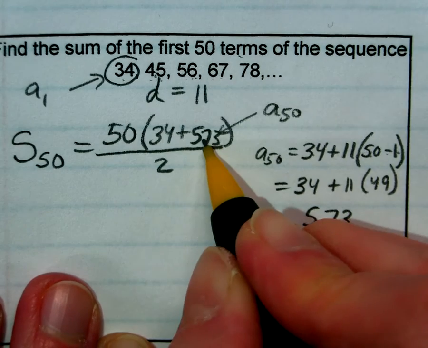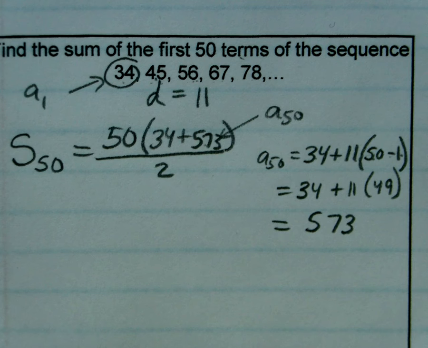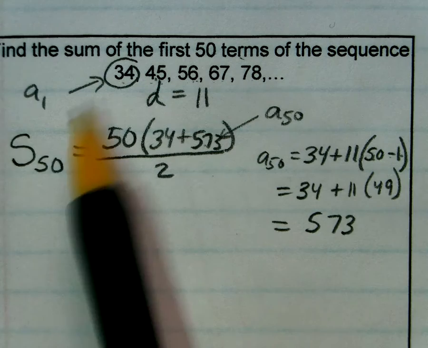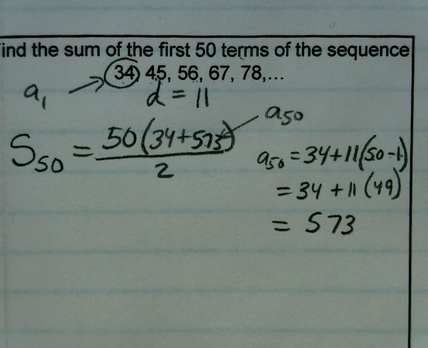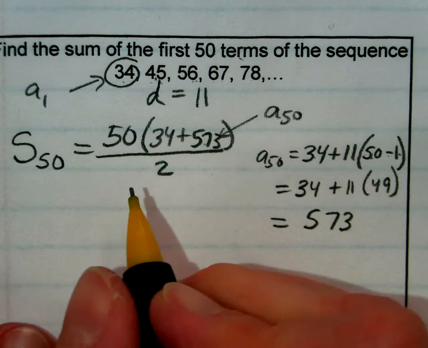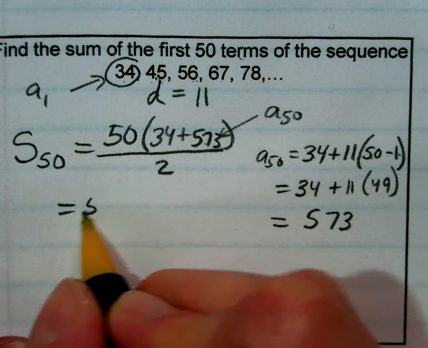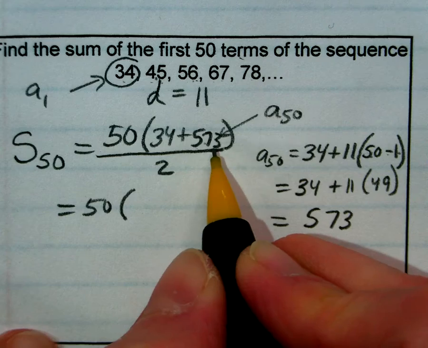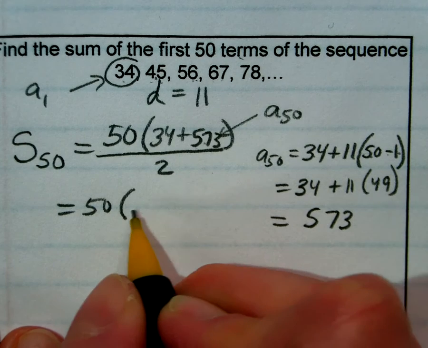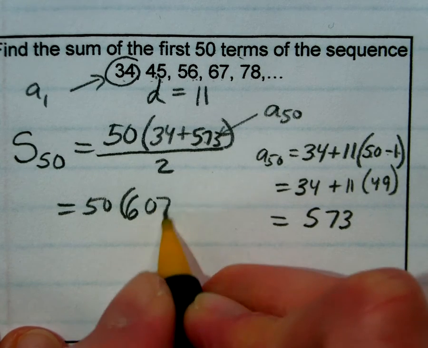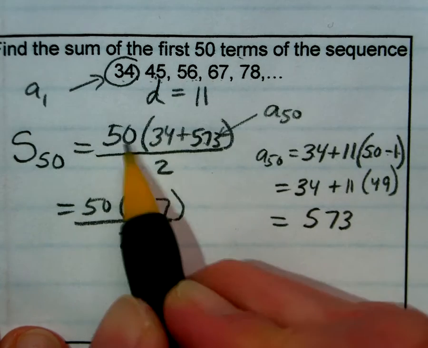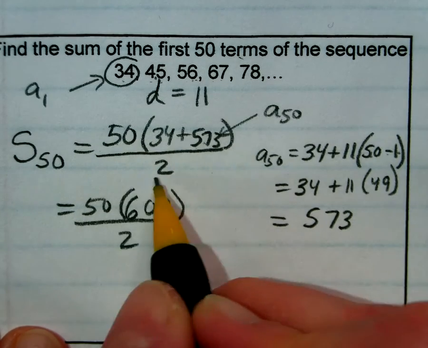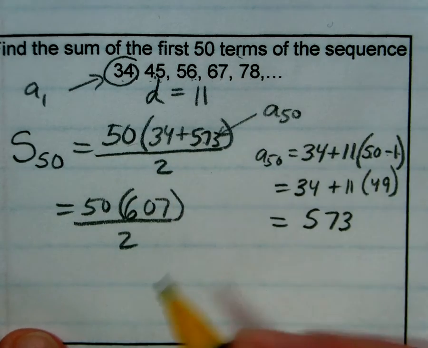So I can put that in, and I can find the sum of all 50 terms without actually having to find all the terms, without having to add 50 terms separately. So even though this seems a little complicated, I promise you this is faster. It is a shortcut. Okay, so if I add the numbers in the parentheses, the 34 and the 573, I will get 607. Or you could just type all of this in. If you just want to write this down and put all of that into your calculator, you could.